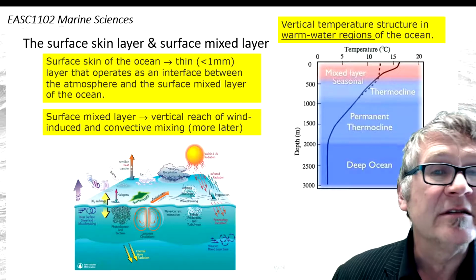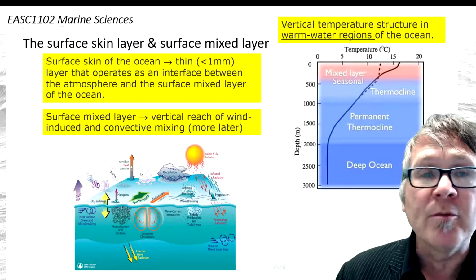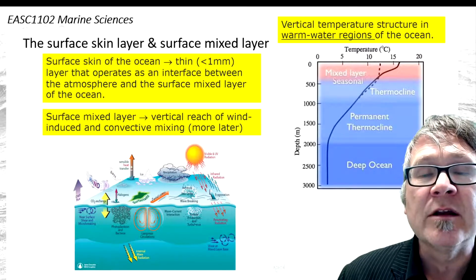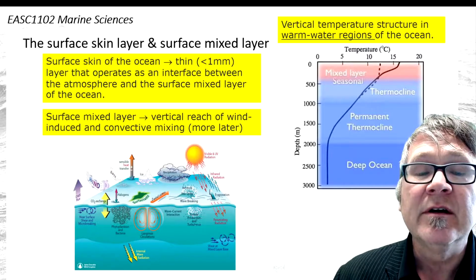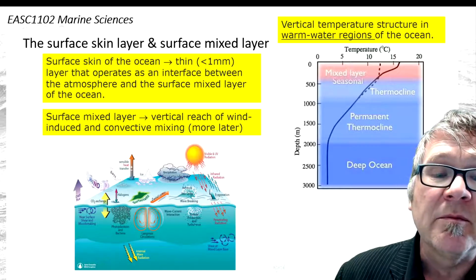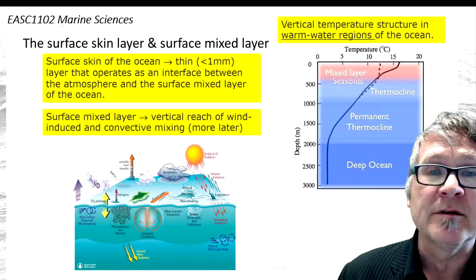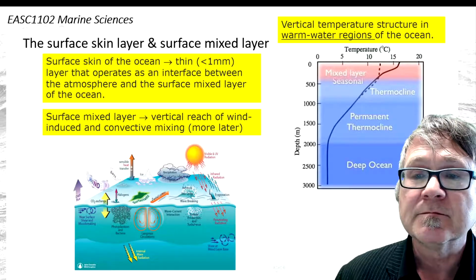Underneath that is a structure that we call the permanent thermocline. Permanent thermoclines don't undergo seasonal variations. And then we come to the very cold and deep parts of the oceans, which are called the deep oceans.